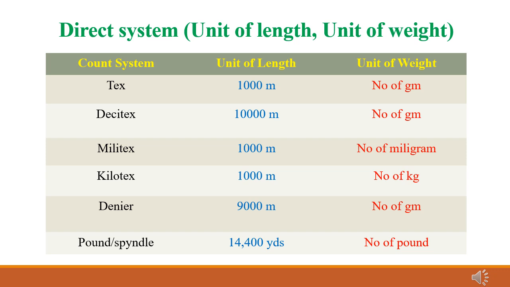Denier is the weight of 9000 meter of yarn in gram. So, by 50 denier we mean that the weight of 9000 meter yarn is 50 gram. By pound per spindle we mean the weight of 14,400 yards yarn in pound. So, 100 pound per spindle means that the weight of 14,400 yards yarn is 100 pound.